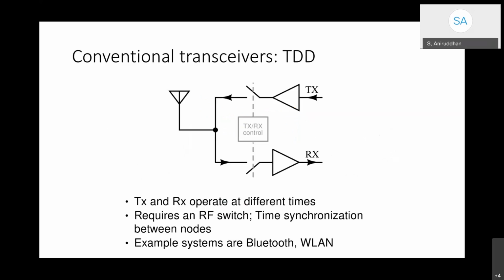Now on each of these nodes you have the receiver and the transmitter competing for access to a single antenna, right? This particular case shows what is called TDD, or time division duplex, where the TX and RX operate at different times. So what you need is an RF switch that switches the antenna between the TX and the RX. So standards such as Bluetooth and wireless LAN operate with TDD.